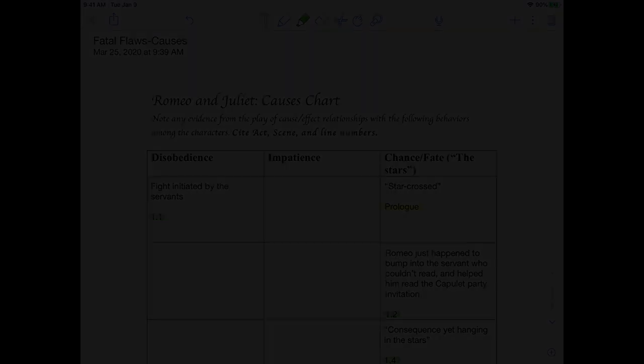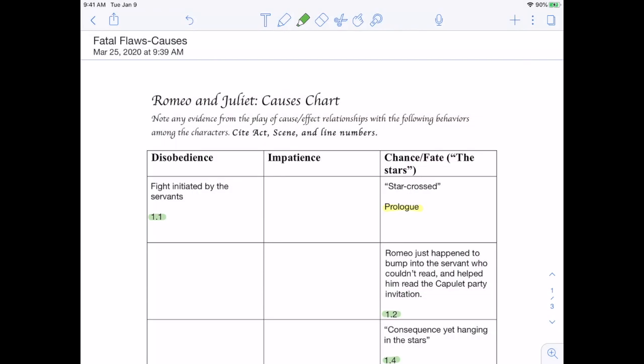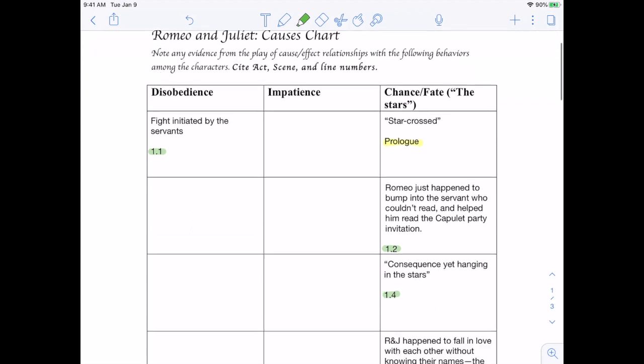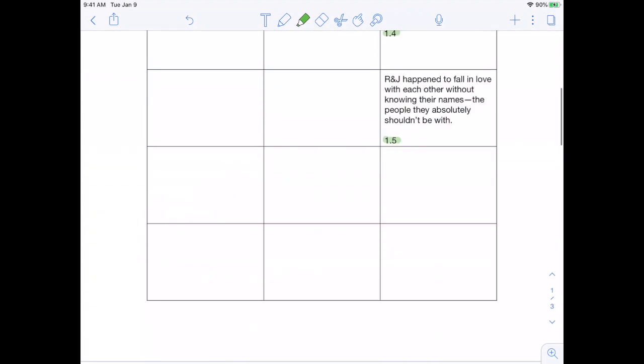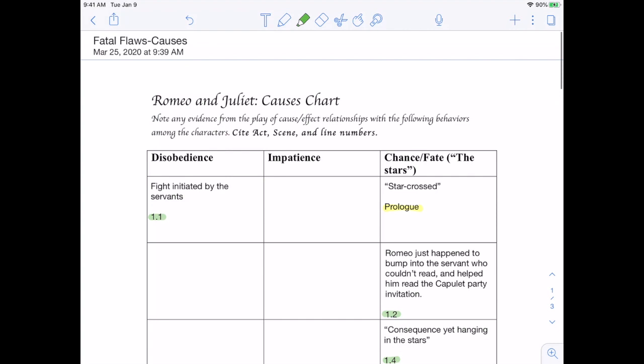Let's get started. All right, let's start with the flaws or causes chart. Notice in the directions it says, note any evidence from the play of cause and effect relationships with the following behaviors among the characters. So you'll see this is actually a two-page chart here. There are a total of 6 flaws that I want you to keep track of and be aware of. And so I'm going to help you with that, especially as we get started, and then you guys may have to track it after that on your own.